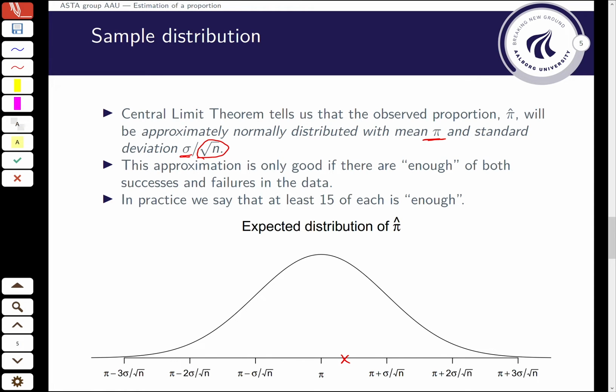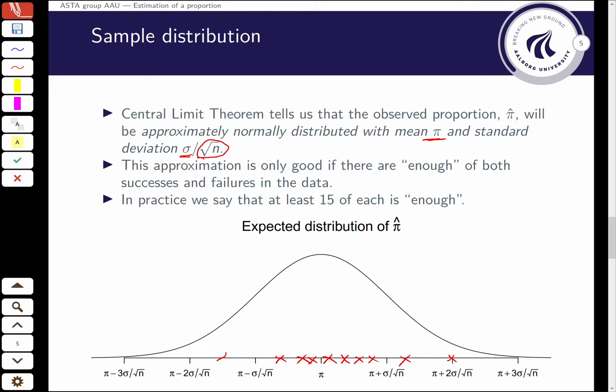The horizontal axis is a number axis giving us the numbers between 0 and 1, with pi here in the middle being the population proportion. And if I take a new sample, I might get a new value, and if I take another sample, I get another value. And most likely I will get values here in the central area of this normal distribution. That's what the central limit theorem tells us.